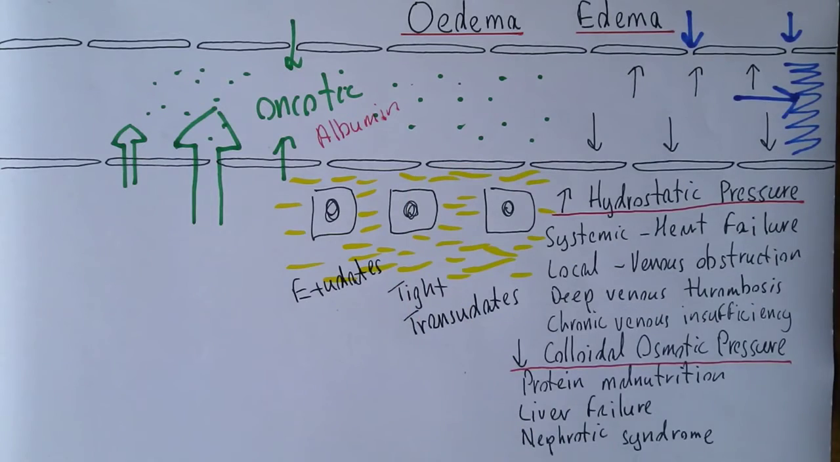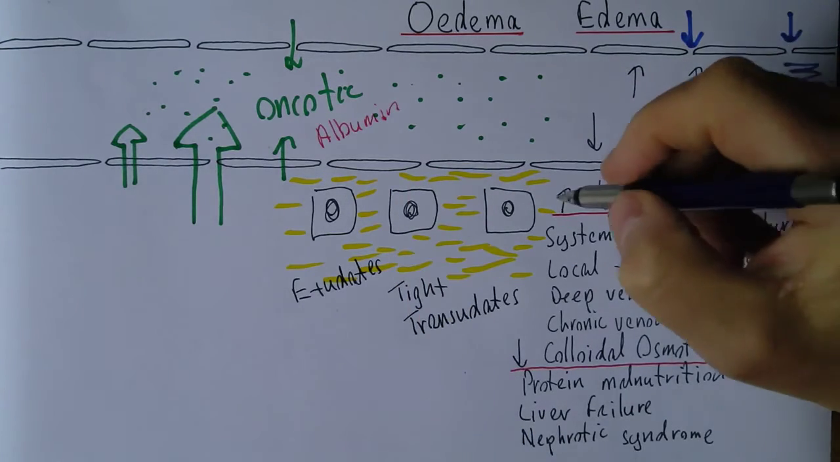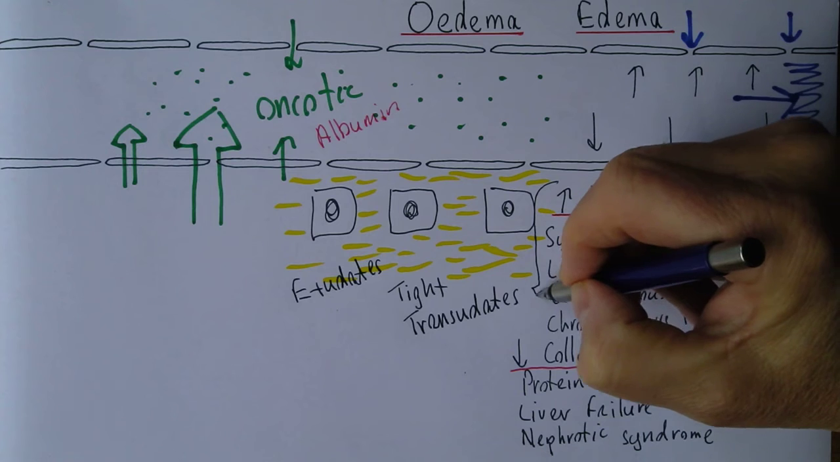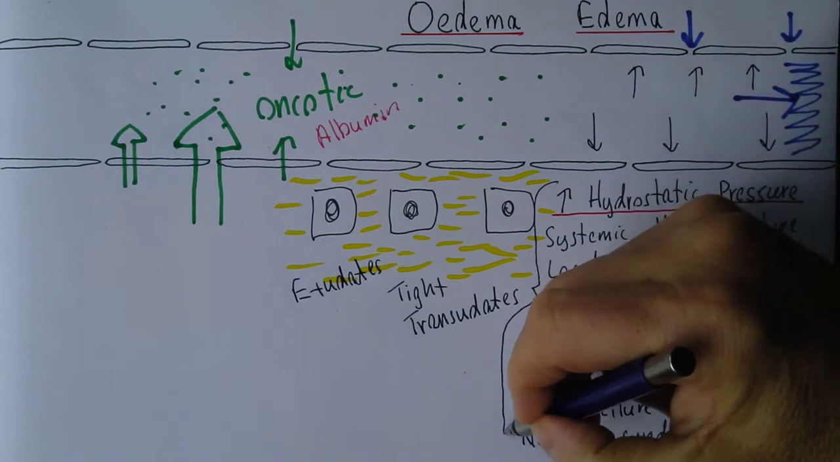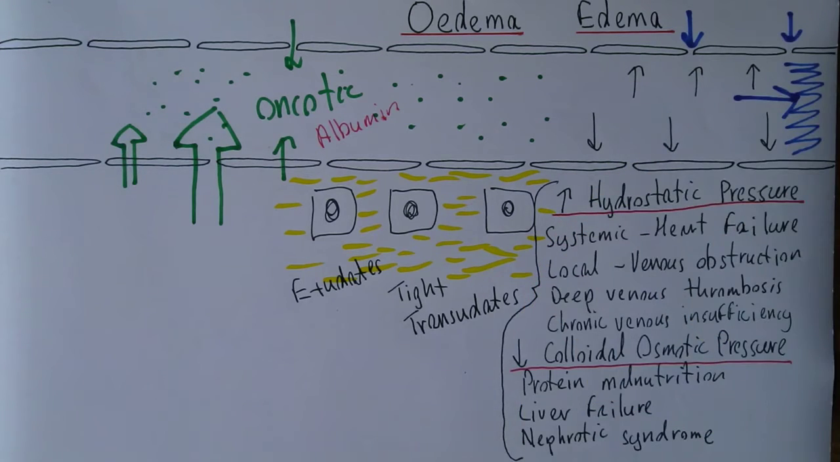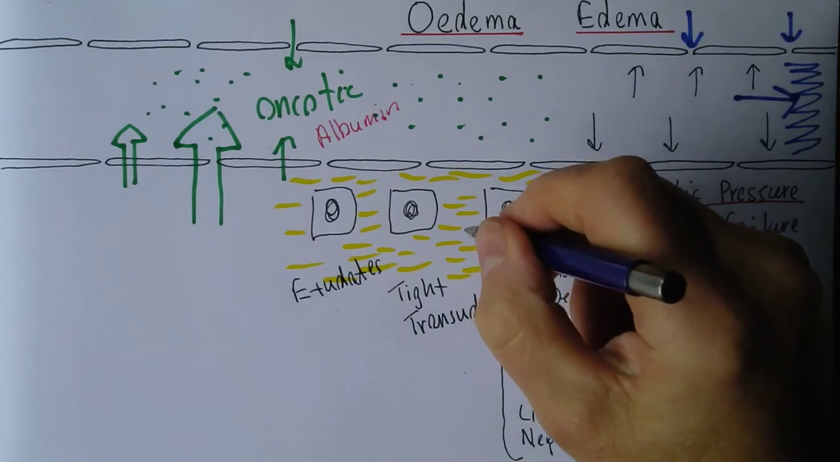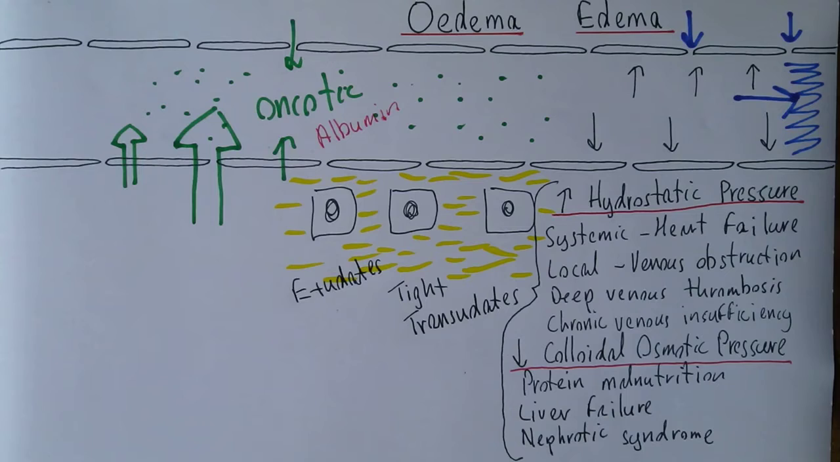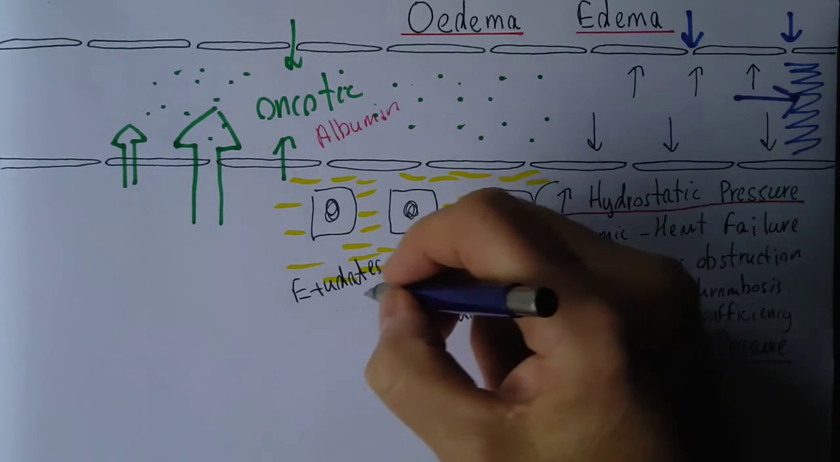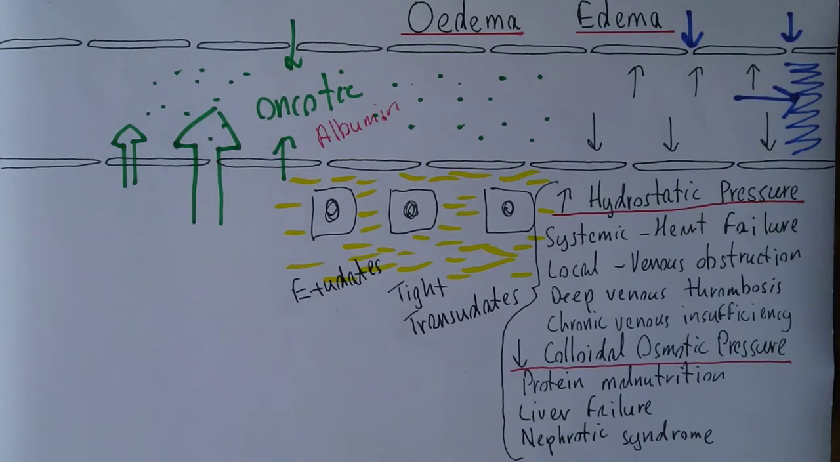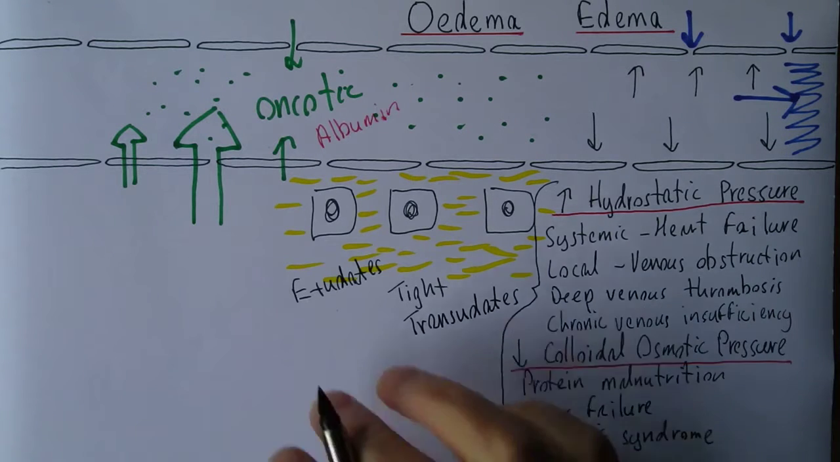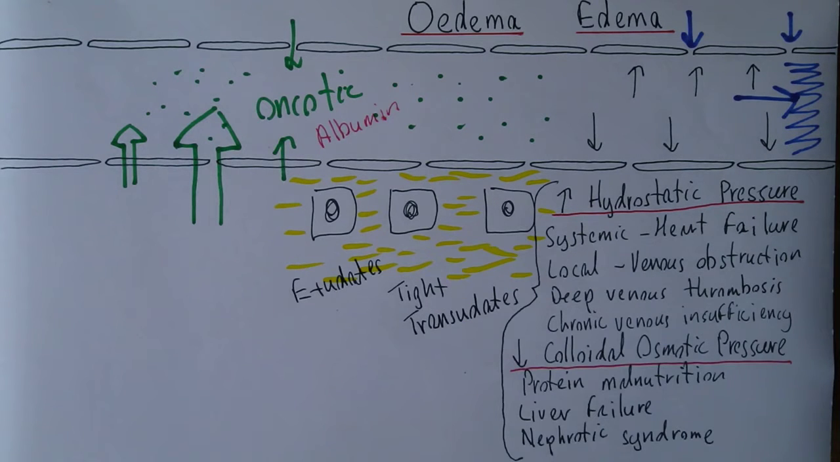So let's think about causes of exudates now. So increased hydrostatic pressure and decreased colloidal osmotic pressure will lead to formation of transudates. It's an edema. There's too much tissue fluid, but it's a transudate. Now the other one is the exudates. Exudates is the type of edema caused by increased vascular permeability.